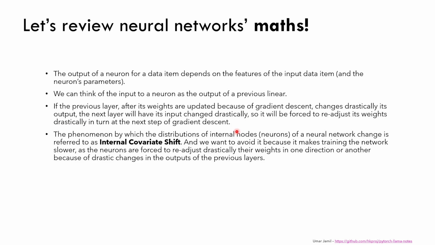So what we don't like is the fact that the output of the previous layer changes too much, so that the next layer also has to change its output a lot, to adhere to the strategy defined by the loss function. So this phenomenon, by which the distribution of the internal nodes of a neuron changes, is referred to as internal covariate shift. And we want to avoid it because it makes training the network slower, as the neurons are forced to readjust drastically their weights in one direction or another because of drastic changes in the output of the previous layers.